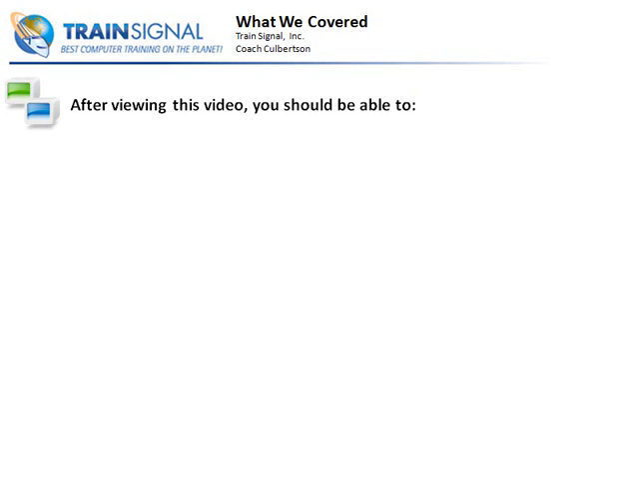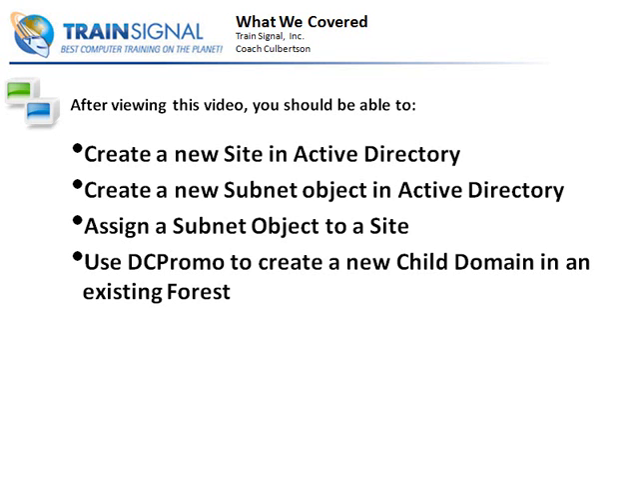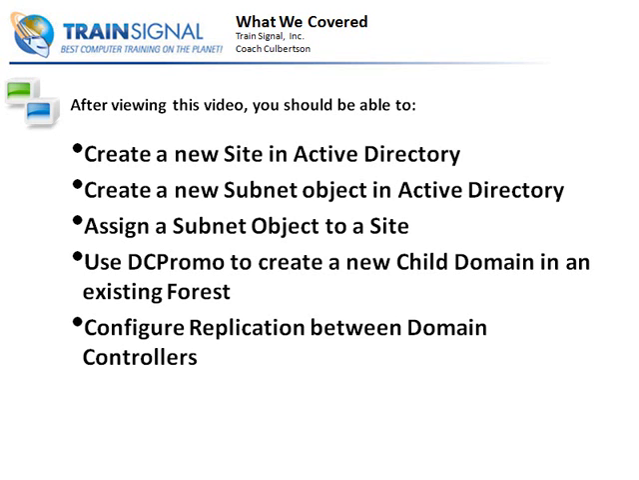All right, so after viewing this video, you should be able to do the following things. You should be able to create a new site in Active Directory, and again, that's a right-click, right? Create a new subnet object in Active Directory, and that one you're going to need to know what subnet you're actually going to be creating. You also know how to assign a subnet object to a site because it's built right into the creation process. We saw how to use DCPromo to create a new child domain in an existing forest. And also, I took you into Sites and Services and showed you how to configure replication between domain controllers. I saw that that wasn't that hard. We just decide which domain controller is going to be partnered with which, and at what time those two domain controllers are going to be talking.